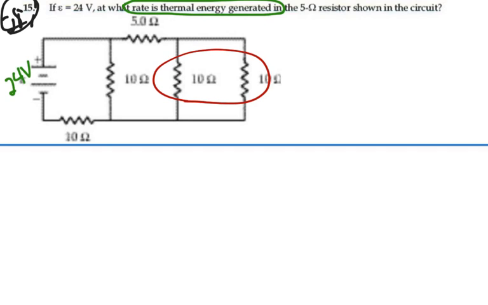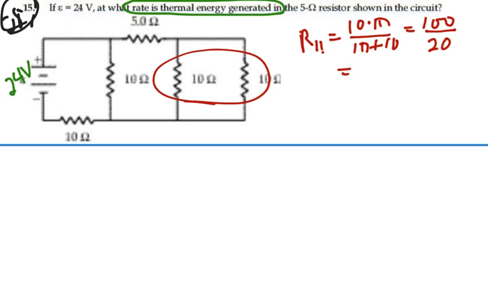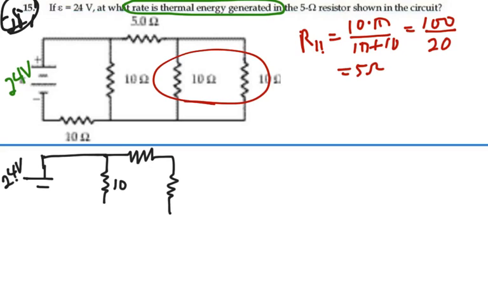We are going to add these two resistors in parallel, and there's two of them. So our parallel will be product over the sum, 10 times 10 over 10 plus 10, which gives me 100 over 20, which gives me 5 ohms. So now this circuit looks like this. 24 volt battery, 10 ohm resistor here, 5 ohms here, 5 ohms here, and then a 10 ohms on the bottom here.